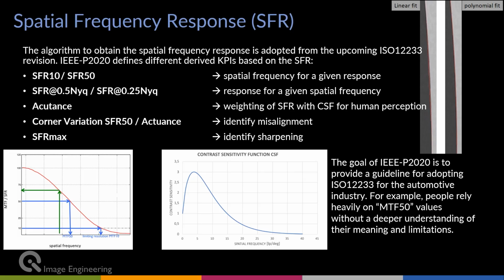And it needs to be reported as a set. Because with a lot of sharpening, you can easily increase your SFR 50 value. So if you just know the SFR 50, you don't know if you still have a good image, because it might be just a result of sharpening. So with the combination of SFR 50 and SFR max, you really get the information that you need from your camera.